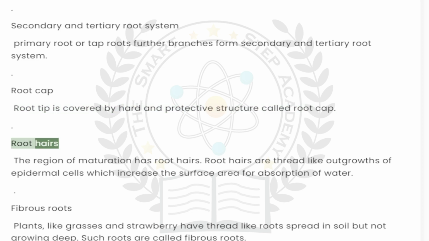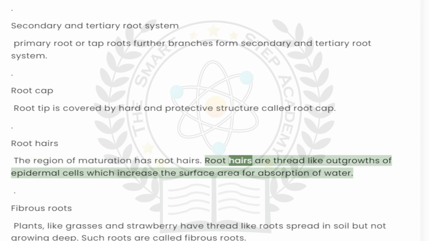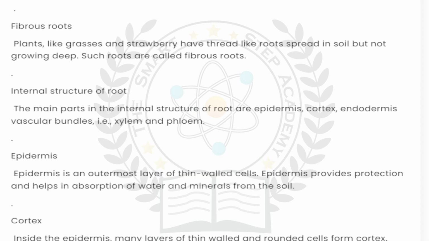Root hairs. The region of maturation has root hairs. Root hairs are thread-like outgrowths of epidermal cells which increase the surface area for absorption of water. Fibrous roots. Plants like grasses and strawberry have thread-like roots spread in soil but not growing deep. Such roots are called fibrous roots.